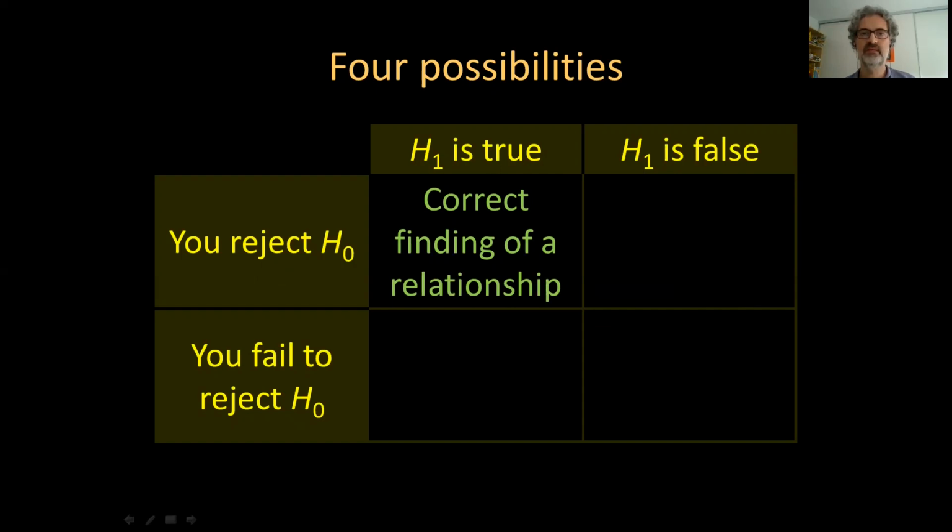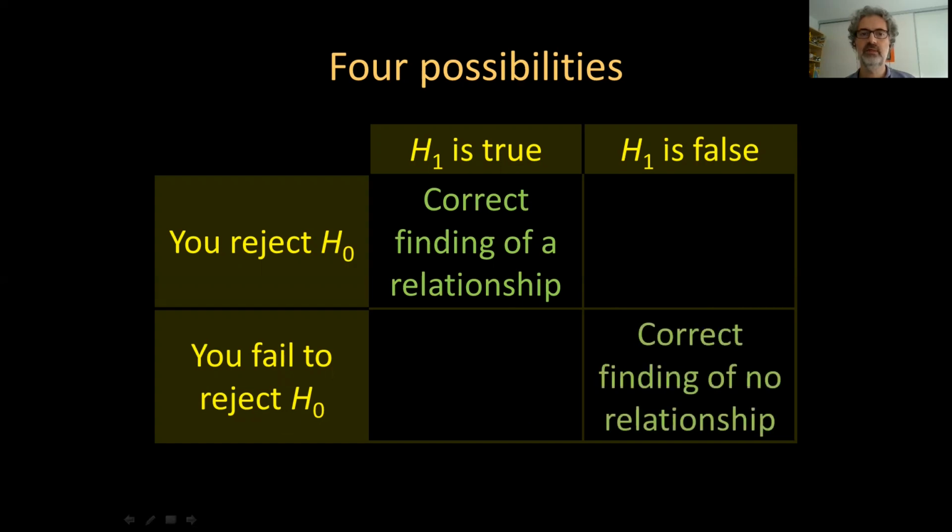The second good scenario is when your research hypothesis is not correct, so the null hypothesis is in fact correct, and you correctly fail to reject it. Your data lead you to not reject the null hypothesis, in which case you will correctly report that there is no relationship.